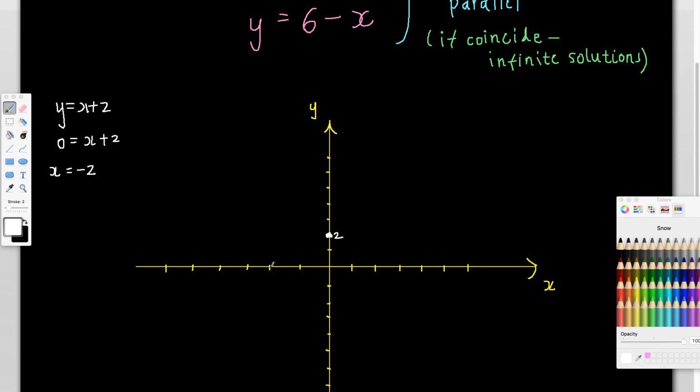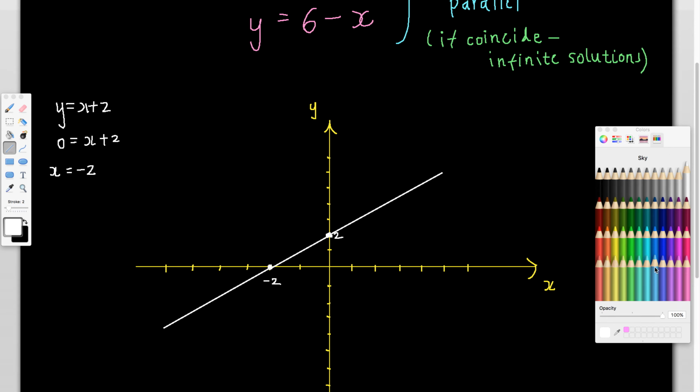So I'm graphing this just so you can see graphically what's going on. It's a little bit tricky, actually. It's not going to be exactly on there, it's a bit of guesswork for me, sorry. I might just go like this and then extend it out. So there's our first line.